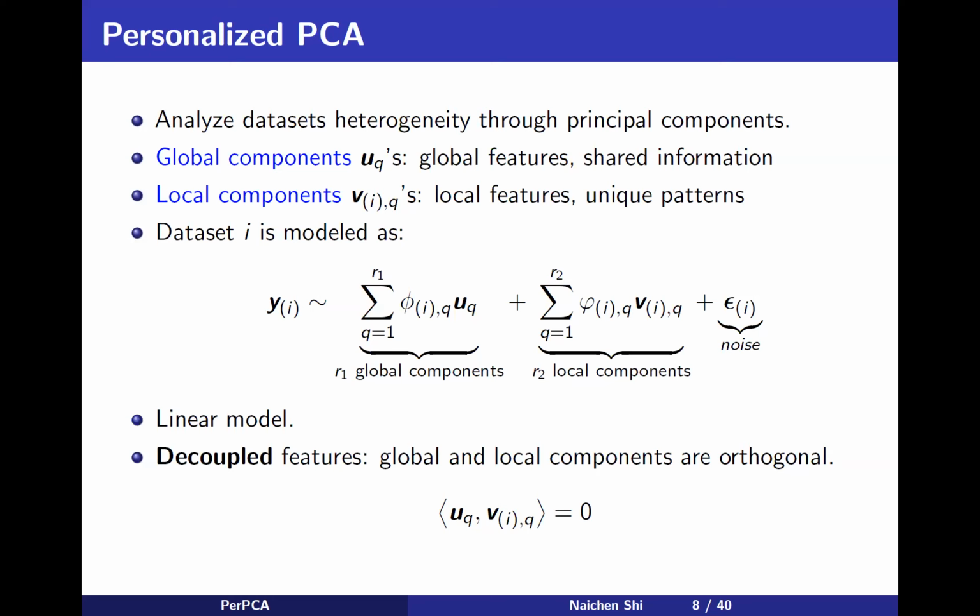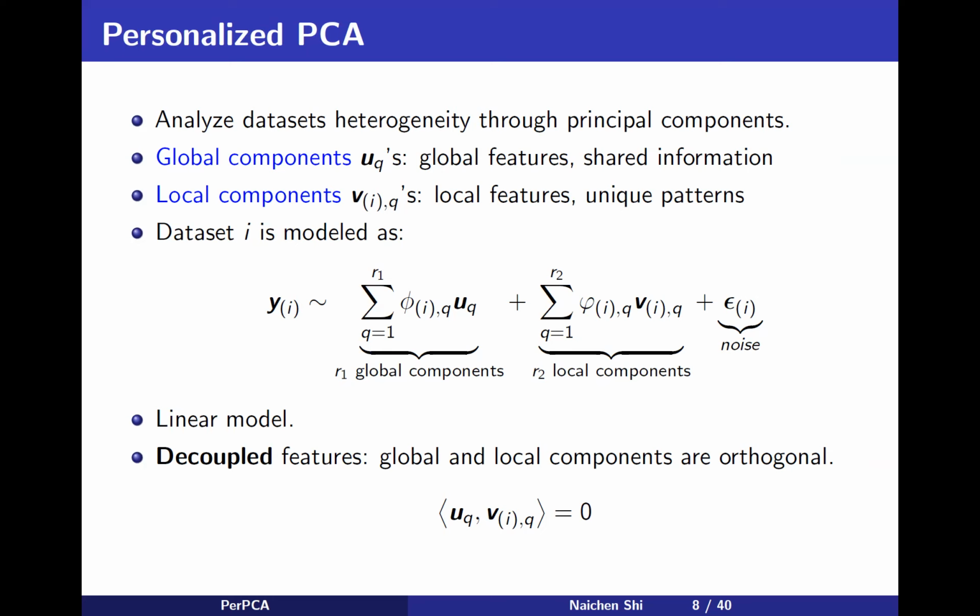The global component, the global PC, is UQ, and phi IQ is its coefficient. Local PC is VIQ, and phi IQ is its coefficient. This is a linear model, so everything has clear interpretations. The global PC, local PC, and their coefficients all have interpretations.